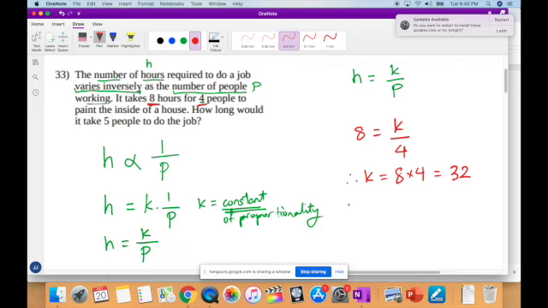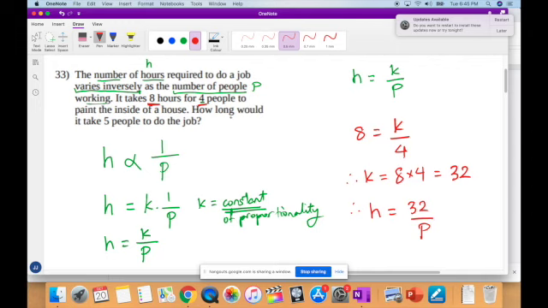So now we have the equation. Therefore, H is equal to 32 over P. And this is our final equation here. And with this equation, we could find out any amount of hours, any amount of people we want.